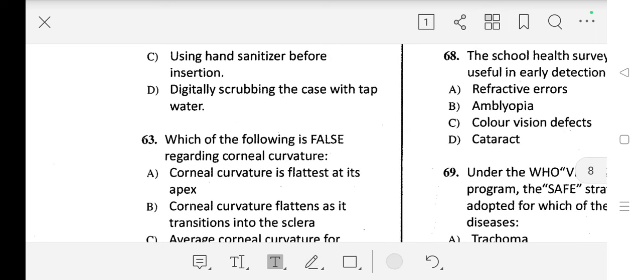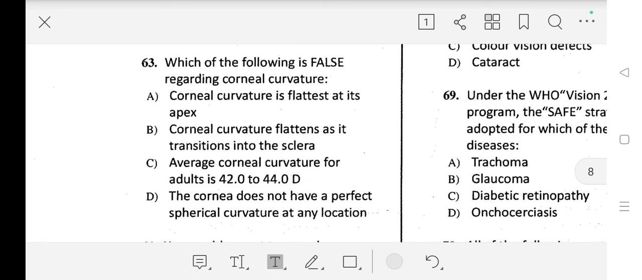Next question is, which of the following is false regarding corneal curvature? A part, corneal curvature is flattest at its apex. B part, corneal curvature flattens as it transitions into the sclera. C part, average corneal curvature for adult is 42 to 44 diopter. D part, the cornea does not have a perfect sphere curvature at any location. Its right answer is A part, corneal curvature is flattest at its apex.